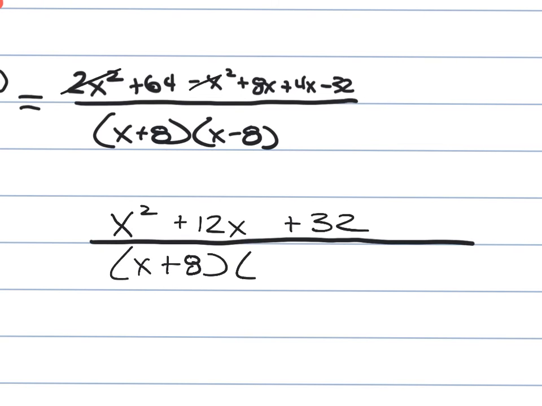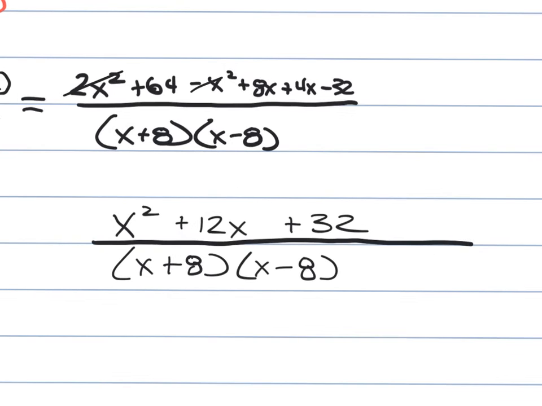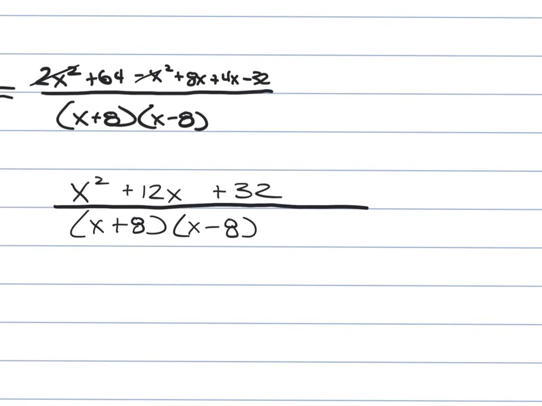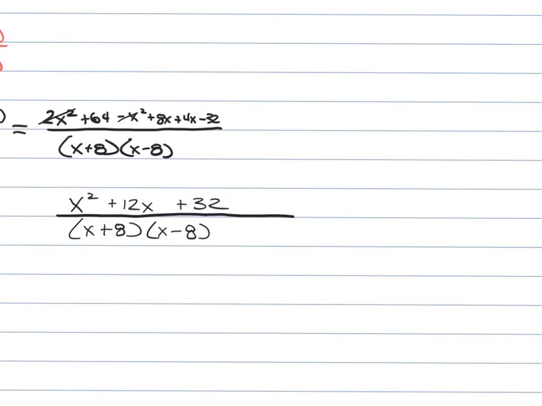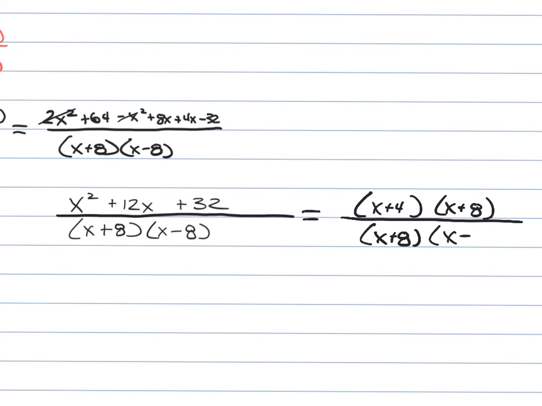Now, what might be possible on top? Do what? So figure out if anything adds to 12 and multiplies to 32. It might be possible that this factors. So we're going to see, is there anything that multiplies to give me a positive 32 that will add to give me a positive 12? Positive 4 and positive 8? Okay, so x plus 4 and x plus 8. That's great. You can go back to the video and listen to that one anytime you want.